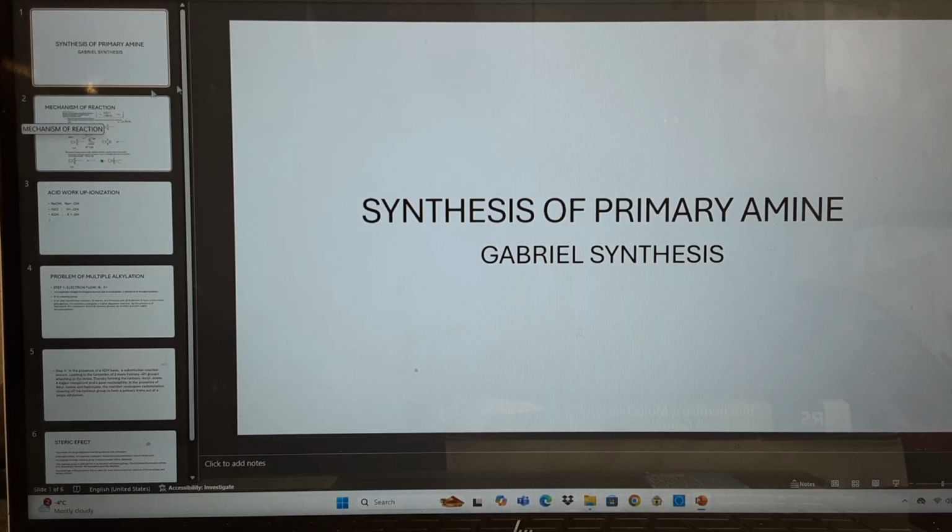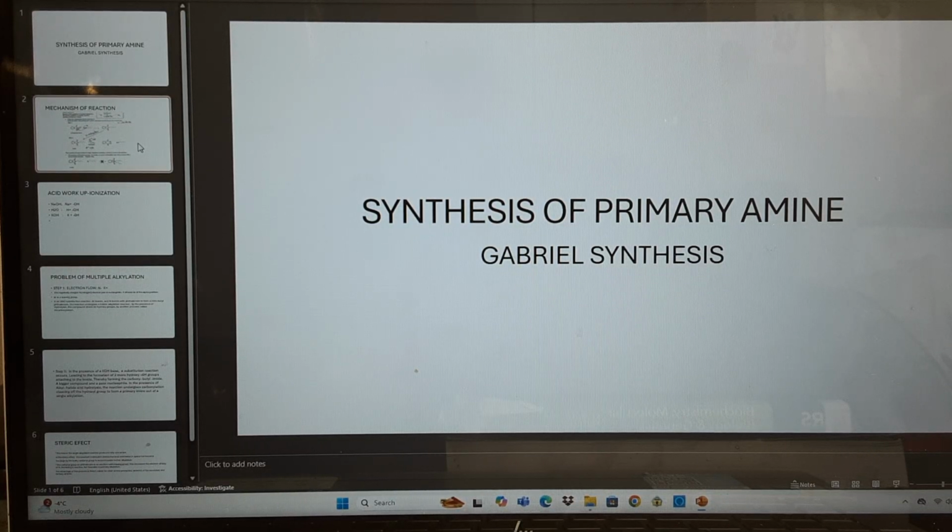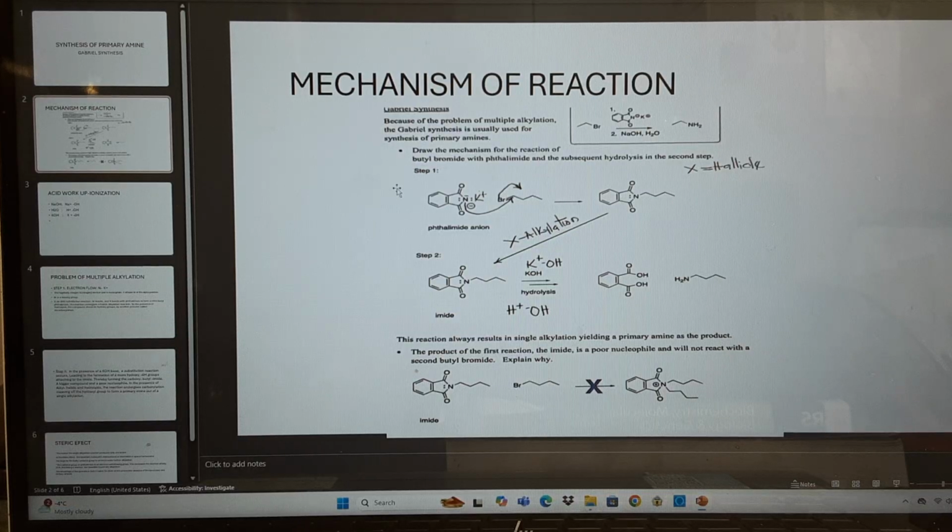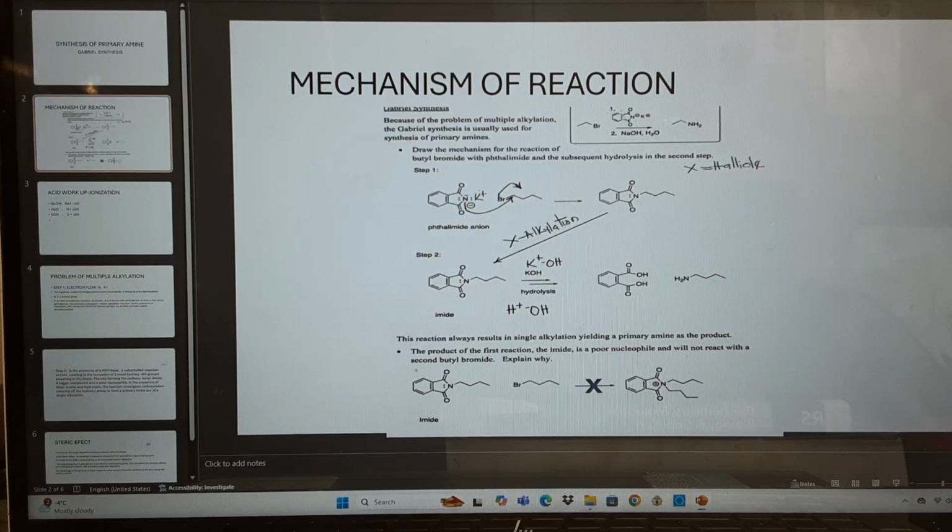The synthesis of primary amines, the Gabriel synthesis. The mechanism of reactions: electrons flow from this region, from left to right, then back to the right. So it is a chemical reaction that we will be referring to with this mechanism. We will be referring to this chart more often.